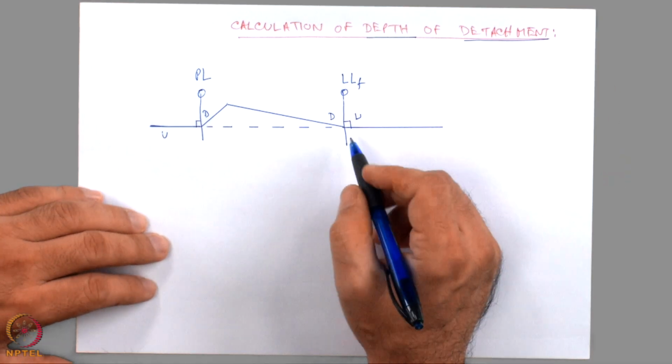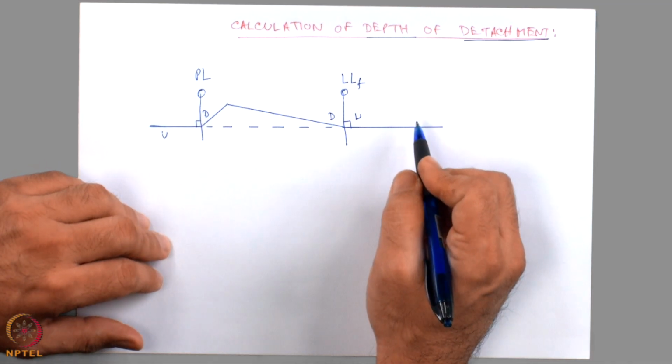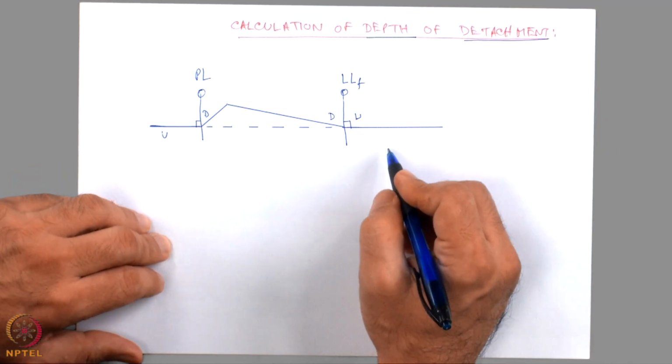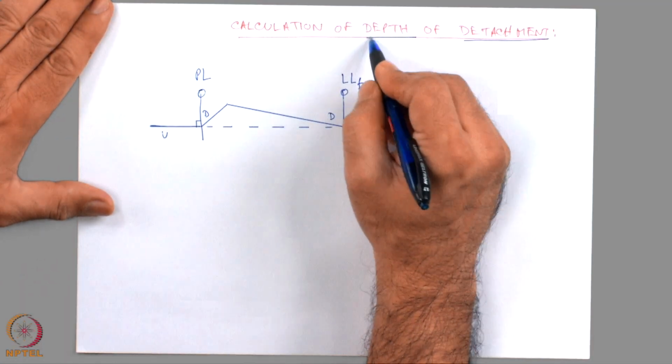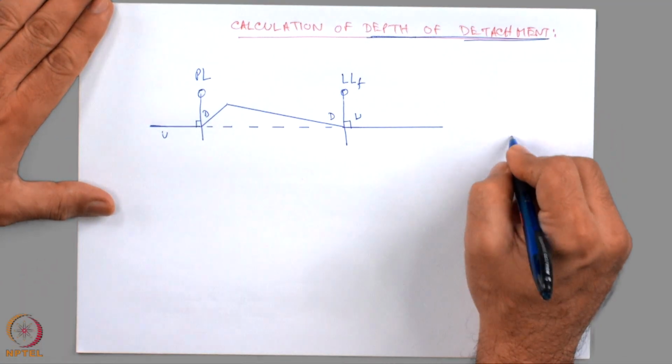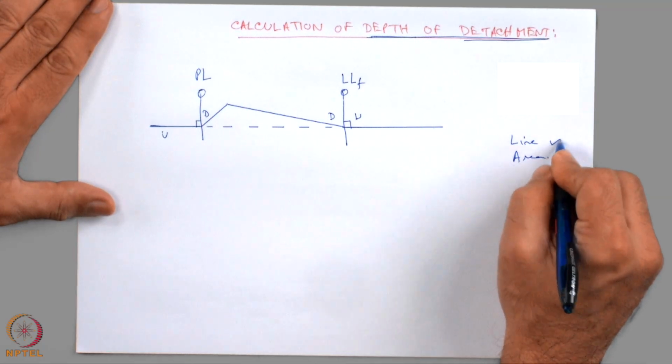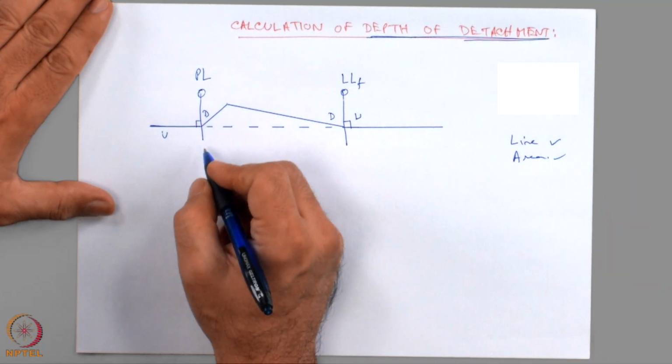Now, for all kink folds this method cannot be applied. Suppose we already know that the detachment exists, then only we will apply this process. This process of finding out the depth of detachment will involve the line length balance and the area balance. Both are applied. Let us see how it is done.